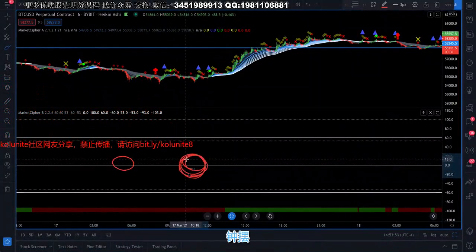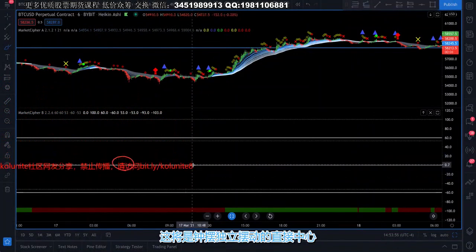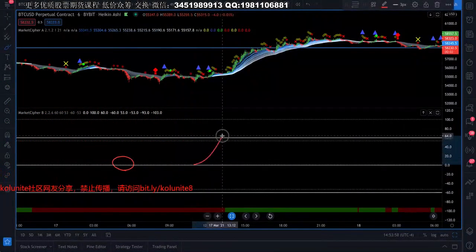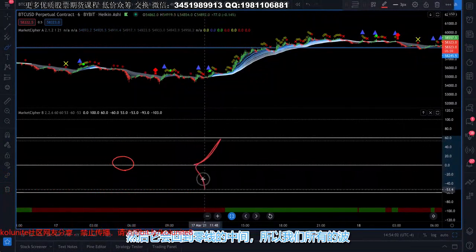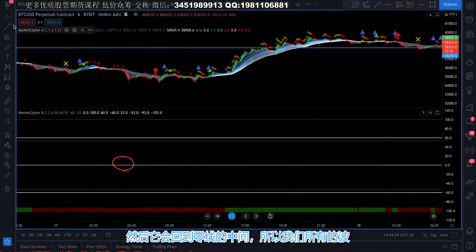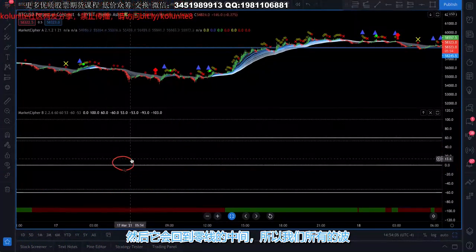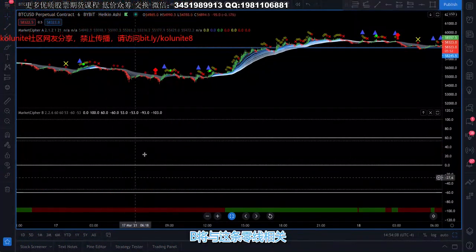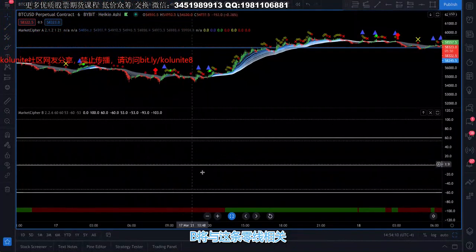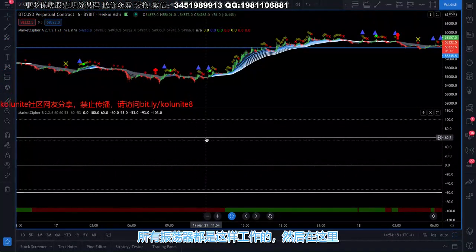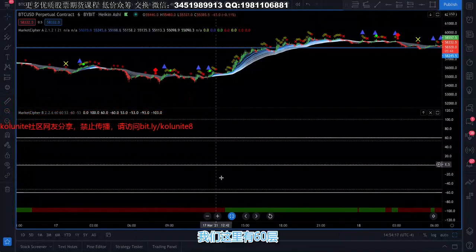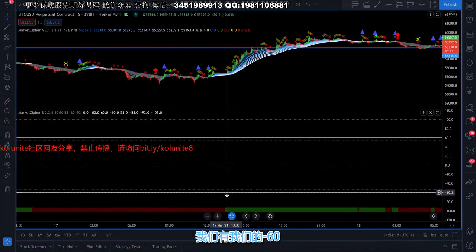If this was a pendulum, this would be the direct center of the pendulum, and the pendulum would swing up here, then it would come back to the middle, then it would swing down here, then it would come back up into the middle at the zero line. And so everything that we're looking at on Market Cipher B is going to be printing in relation to this zero line. All oscillators work this way. And then up here, we have our 60 level, and down here we have our negative 60 level.